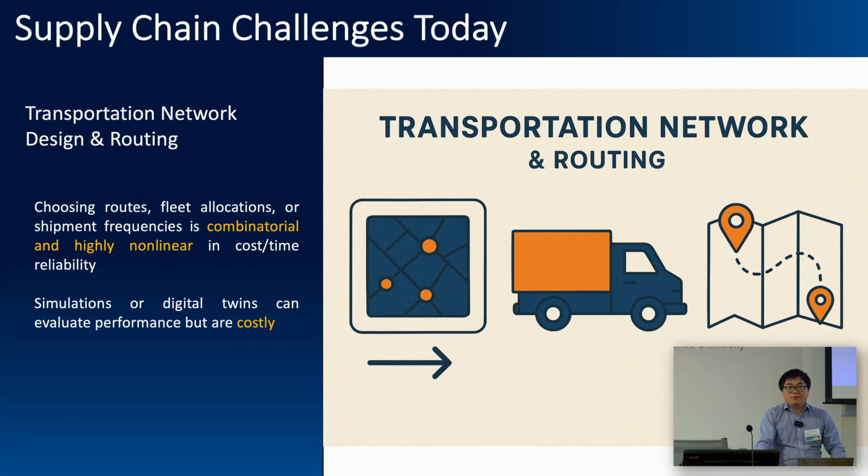The third example is transportation network design and routing. Because we also deliver to customers, there is a routing problem. Solving it is a combinatorial optimization, because you need to decide what to put on the truck and what route to take to deliver to customers. This is NP-hard and very computationally heavy. Even if you use simulation or digital twins to reflect the real routes, it's also very costly.